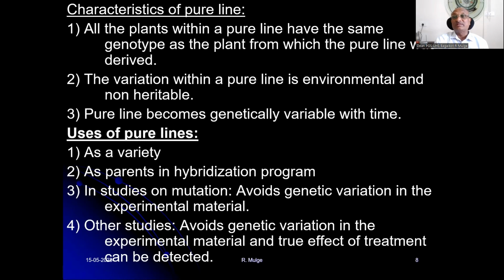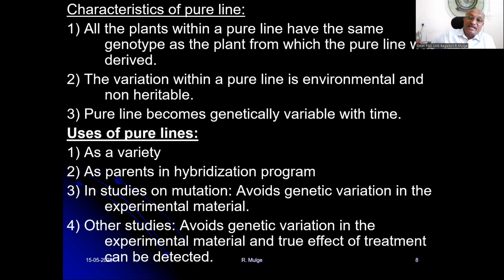In some studies like mutation, because there is no genetic variation, mutation study is very important. In studies on mutations, avoid genetic variation in the experimental material. Any genetic change is because of the mutation only. So if you use already variated material which has variability and you go for mutation studies, you don't know whether you have created the variability because of the mutation or it is already there. But if you use the pure lines, you will know that any genetic variation is because of the mutation. So in studies on mutation, pure lines can be used.